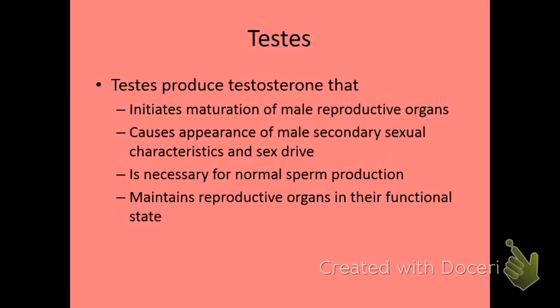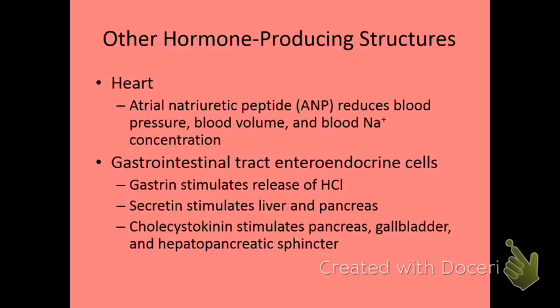Testes also produce testosterone. Remember that testosterone is also produced in females, not in very large quantities, but it's still produced. It initiates maturation of the male reproductive system and gives us secondary sex characteristics. It helps stimulate the production of sperm and maintains the reproductive organs and keeps them functional. Males will produce it throughout their lives and produce sperm as long as they live, constantly.